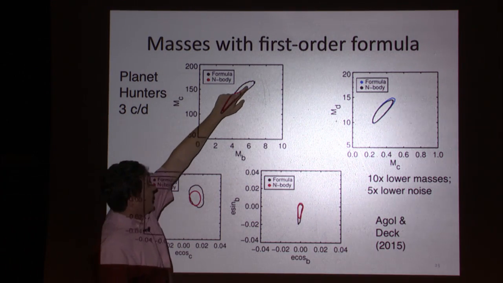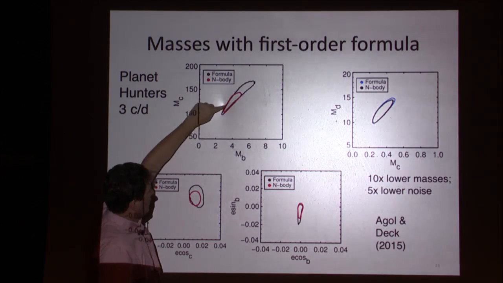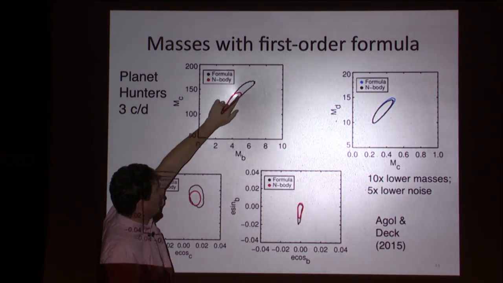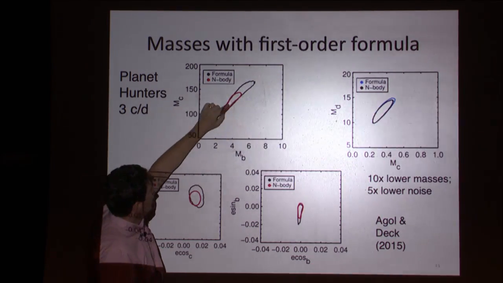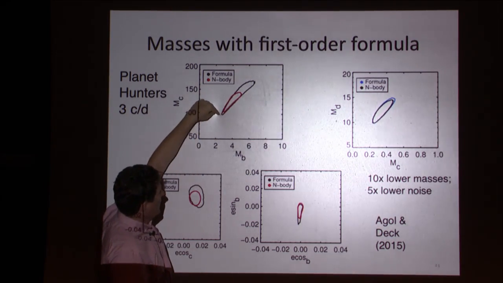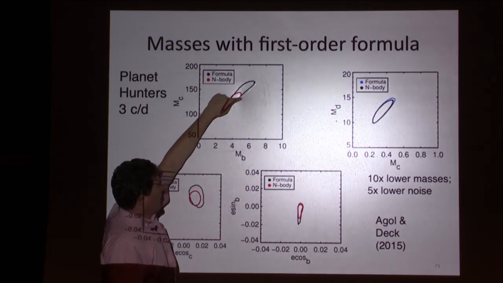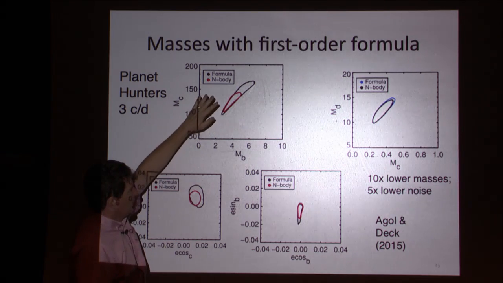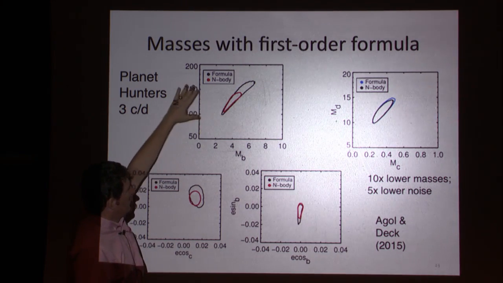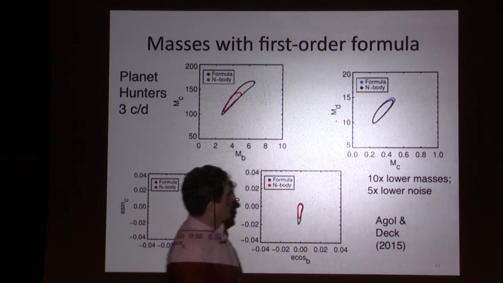Okay, so now we've taken this first order eccentricity formula and repeated the analysis with Planet Hunters 3. And we still get this discrepancy: the n-body, which used to be the blue contour, is now red. This is the mass of the outer planet versus the mass of that middle planet. The analytic formula with first order in eccentricity gives you a larger posterior range. And again, this is because the mass of this outer planet is a little too large to do perturbation theory.